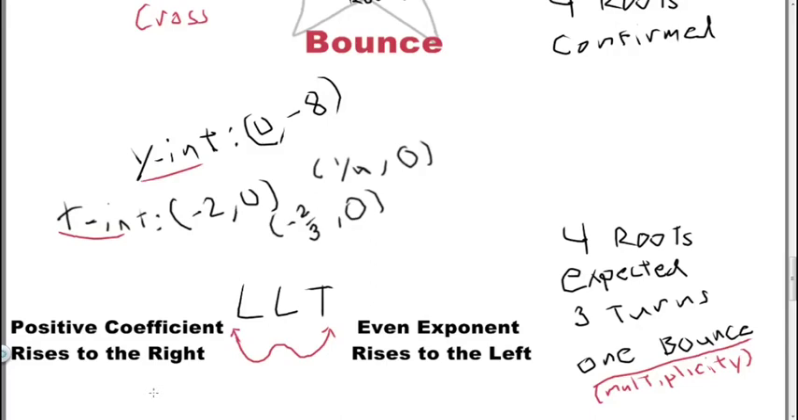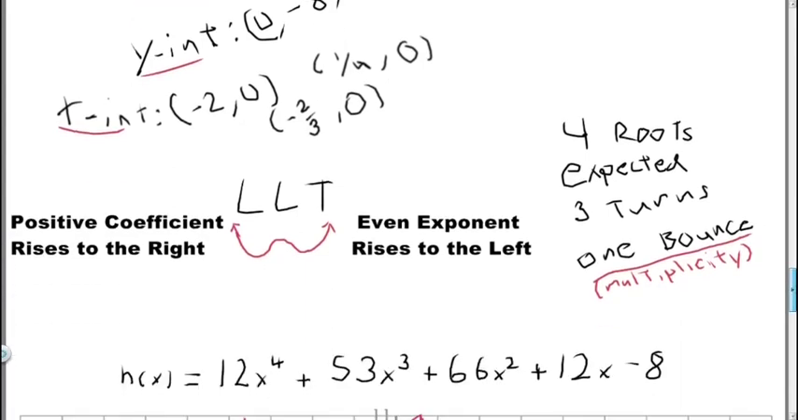And then the y-intercept is pretty easy. It's just that constant, so it's a negative 8, so I know that the graph is going to intercept at 0, negative 8. And then the x-intercepts I knew would be negative 2, 0, negative 2/3, 0, and positive 1/4, 0. The leading term test determined that because the leading coefficient is positive, it will rise to the right. The graph will. And the exponent is even, 4, so I know that it will also rise to the left. And as I stated earlier, I expected 4 roots, we got 4 roots. It will have 3 turns, or at least that's what we expect. And there will be 1 bounce because of the multiplicity.